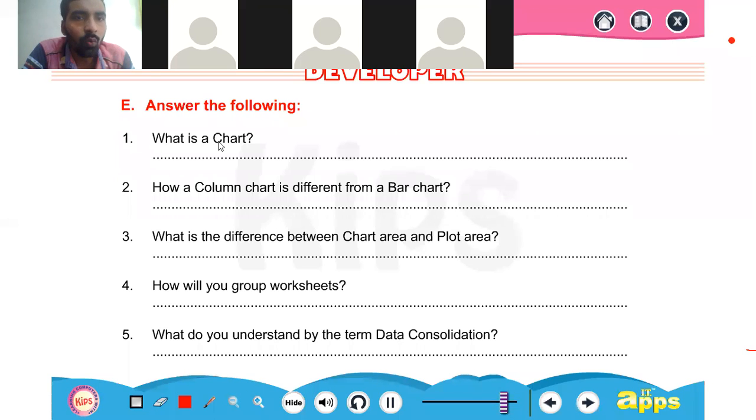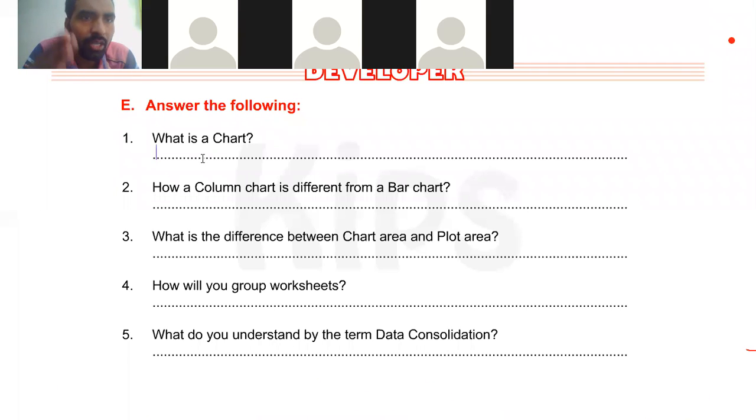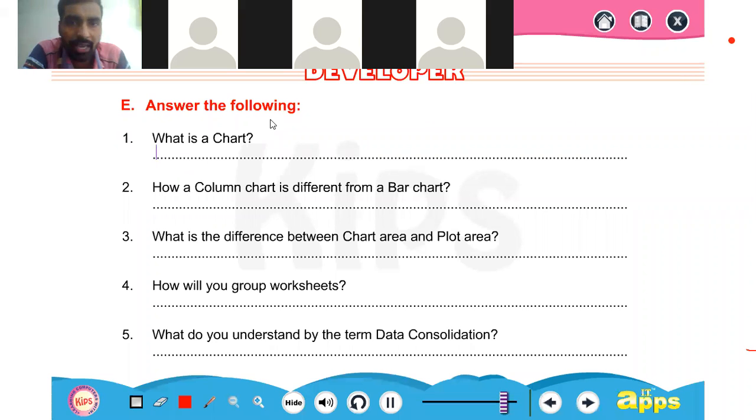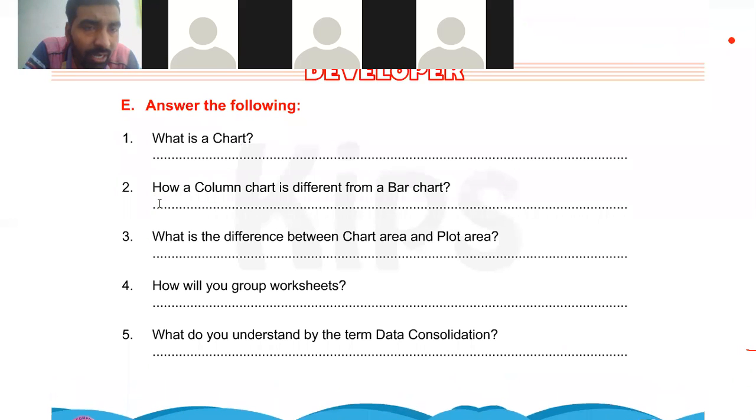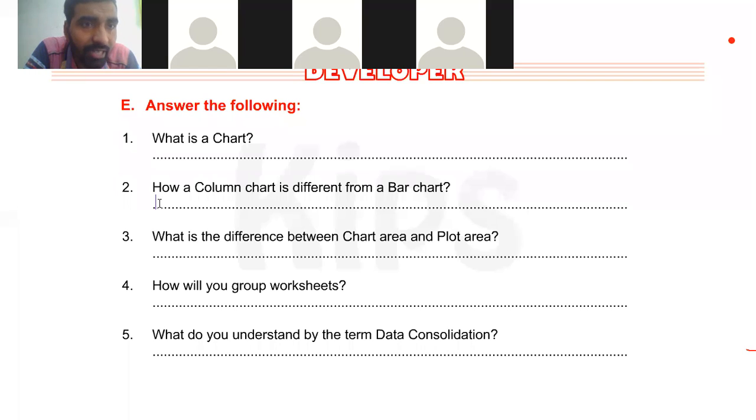Okay, first question, what is a chart? So it has a very simple answer. Chart is a pictorial representation of data or information. Chart is a pictorial or graphical representation of data or information. Okay, so repeat once again. Chart is a pictorial or graphical representation of data or information.